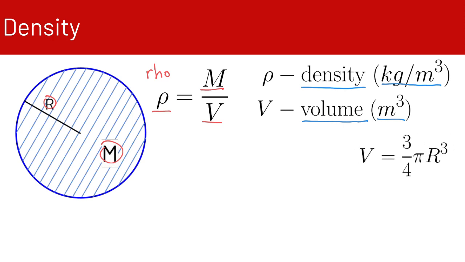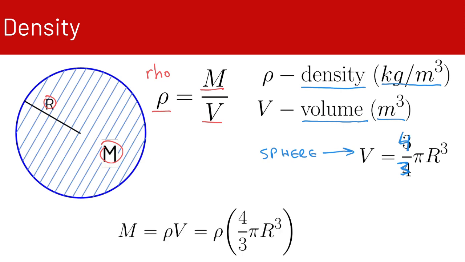So the volume of a sphere is 4/3 pi r cubed. Actually, the slide says 3/4, but that should be 4/3, sorry, that's a typo. So that's the volume of a sphere. So if we wanted to solve for mass, we end up with rho times V. So that's density times the volume. And if we're talking about the volume of a sphere, we have rho times 4/3 pi r cubed.